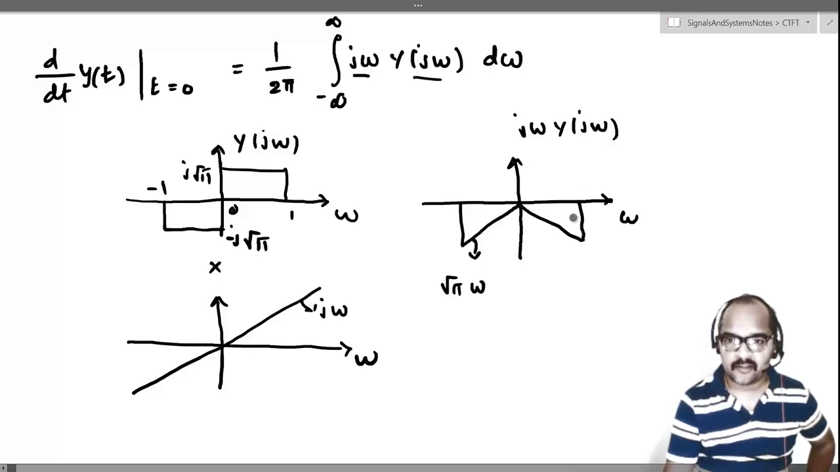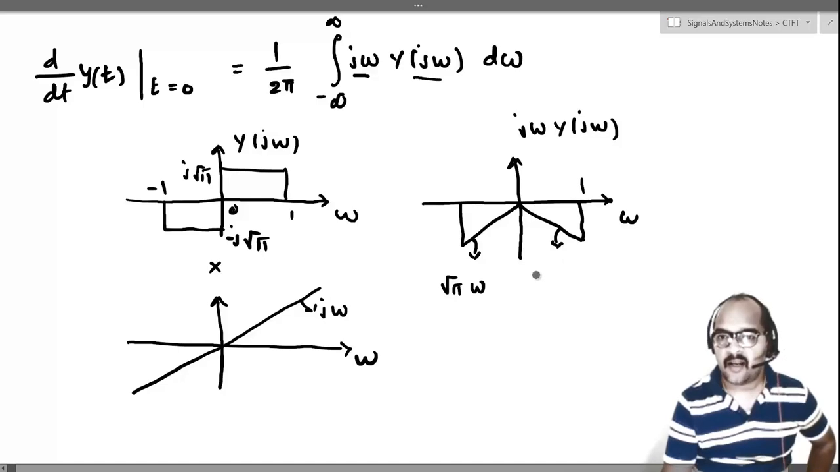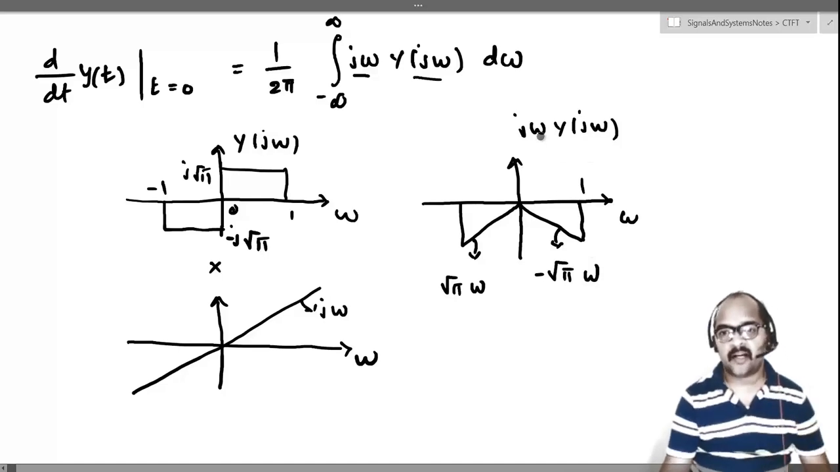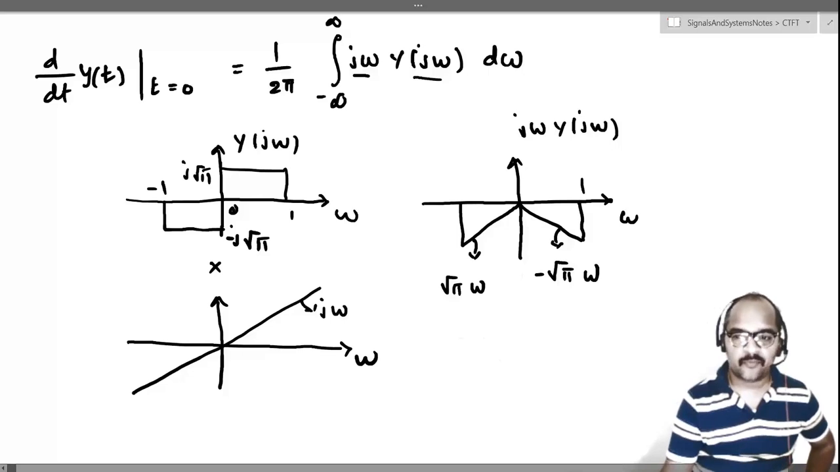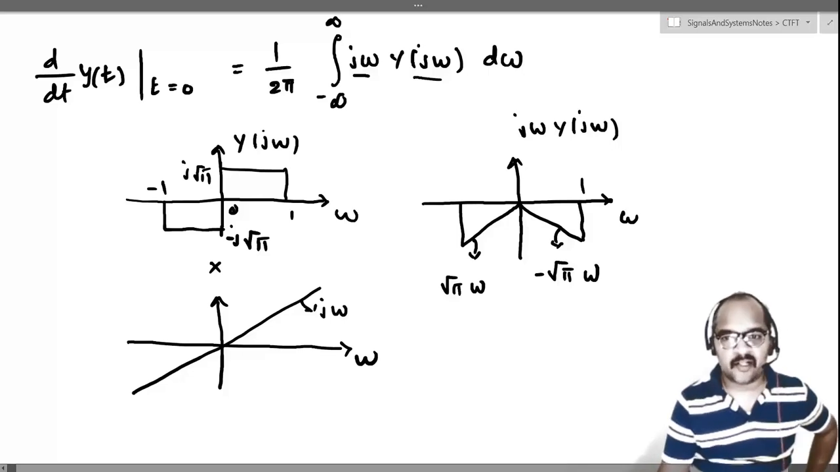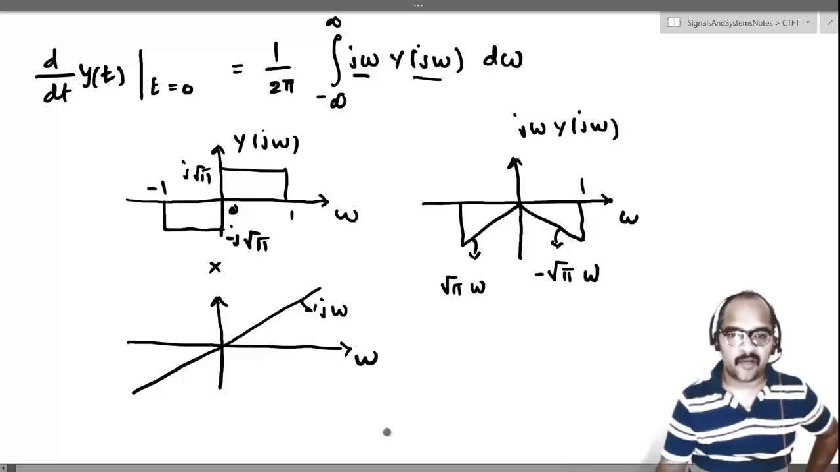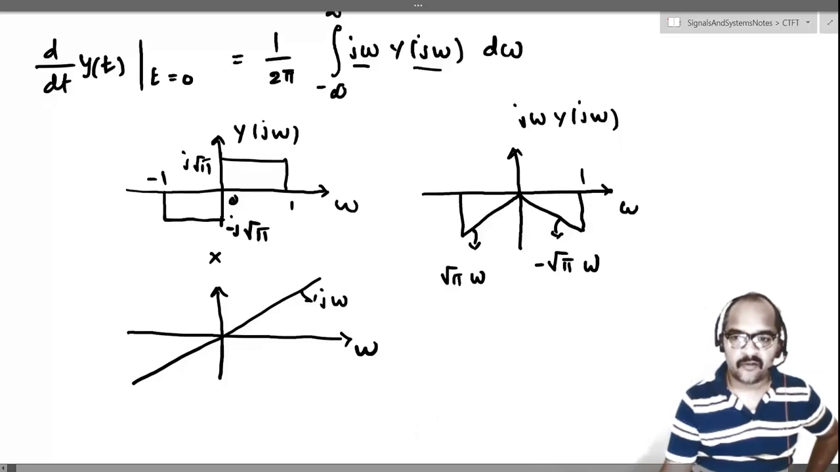And this fellow exists only from 0 to 1. And what is the equation of this line? Minus root pi omega. So what did we get? We got j omega, y of j omega to be this function, which is even. So because it is even, it is enough that we integrate from 0 to 1 and then multiply with 2. So let us write down.